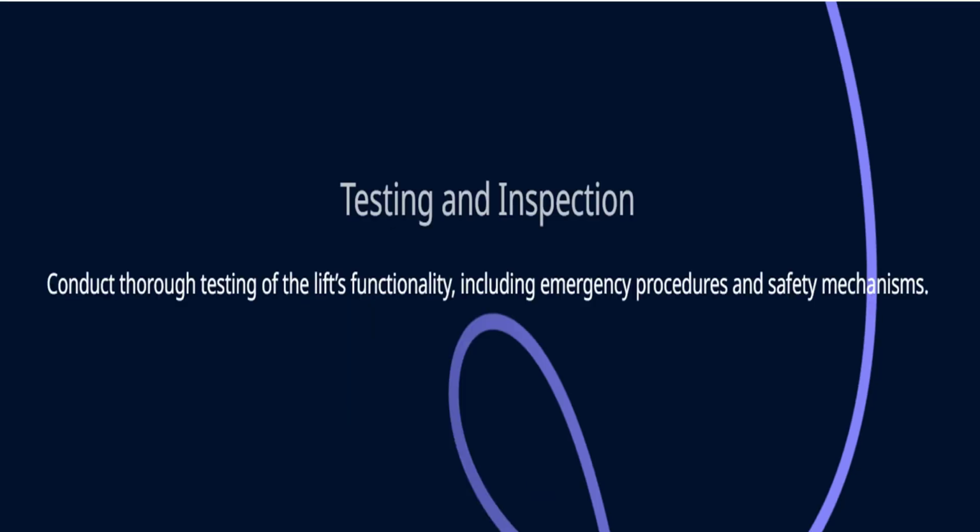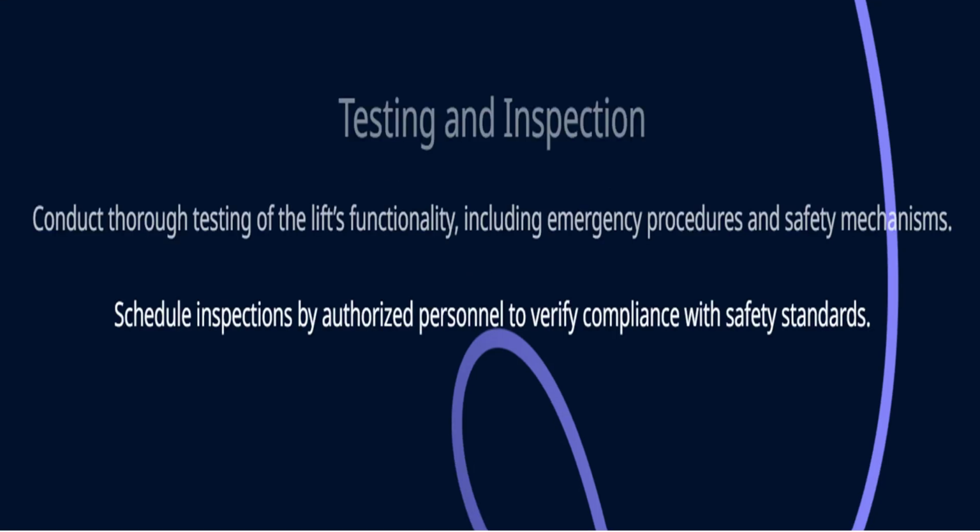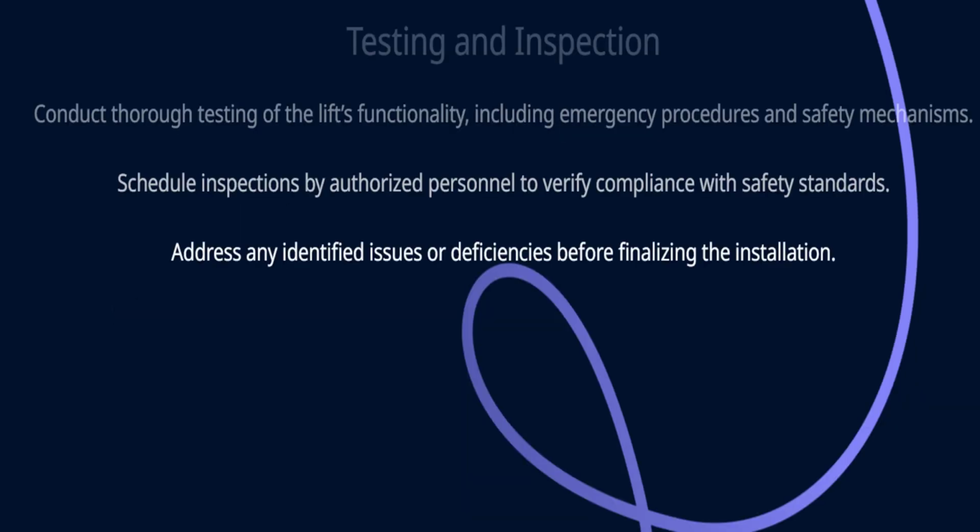Testing and inspection. Ensure functionality and safety. After installation, comprehensive testing and inspection must take place. Thorough testing. Test the lift thoroughly, ensuring all functionalities work, especially emergency procedures like backup power or manual override in case of a power failure. Schedule inspections. Schedule inspections by authorized personnel to verify that the lift complies with all safety standards before it is used by guests. Address issues. If any deficiencies or issues are identified during testing or inspection, they must be resolved promptly to avoid operational delays.